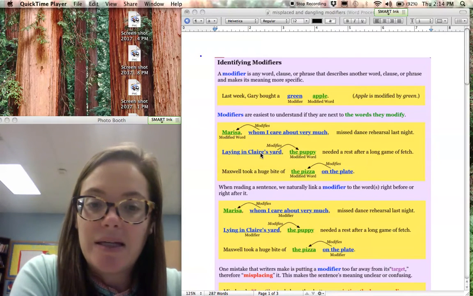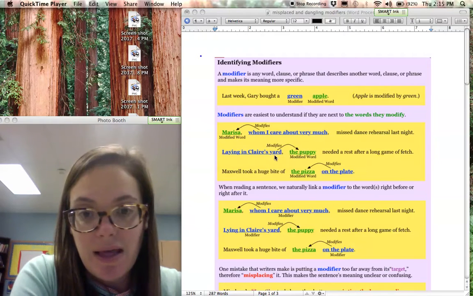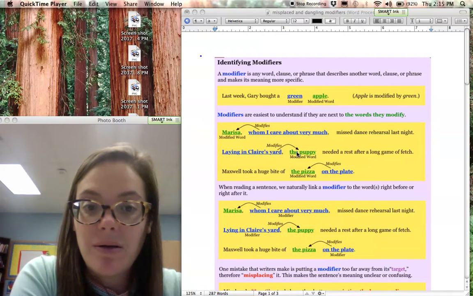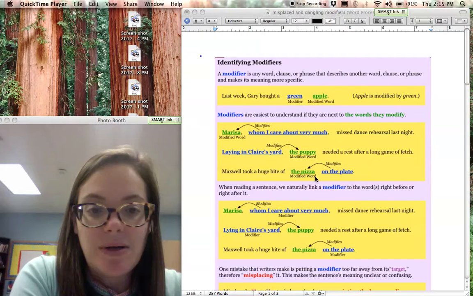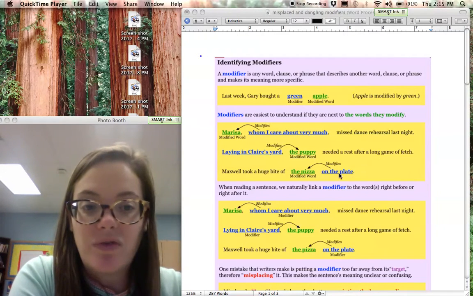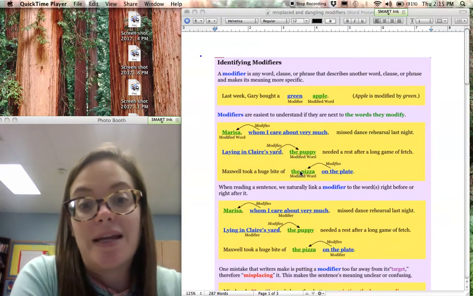Laying in Claire's yard, the puppy needed a rest after a long game of fetch. Same thing, laying in Claire's yard is a phrase modifying the word puppy. So they're right next to each other. All right, Maxwell took a huge bite of the pizza on the plate. Here we have a prepositional phrase modifying the pizza, and again, notice they're right next to each other.